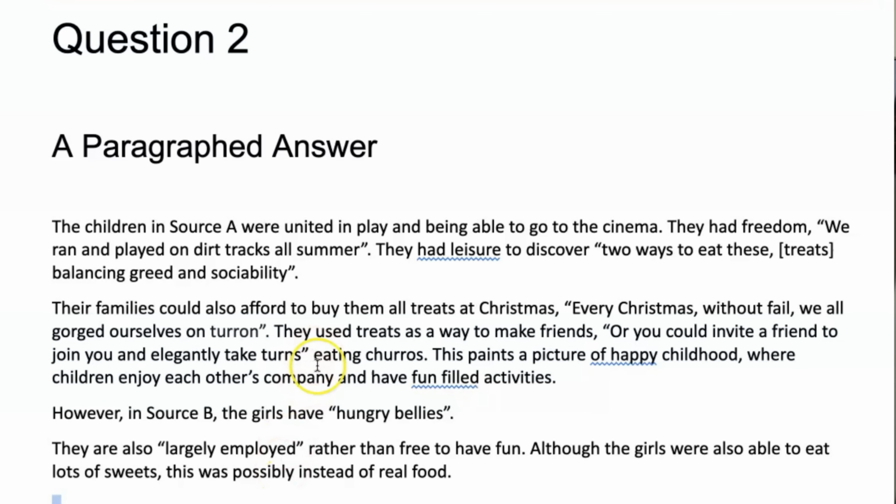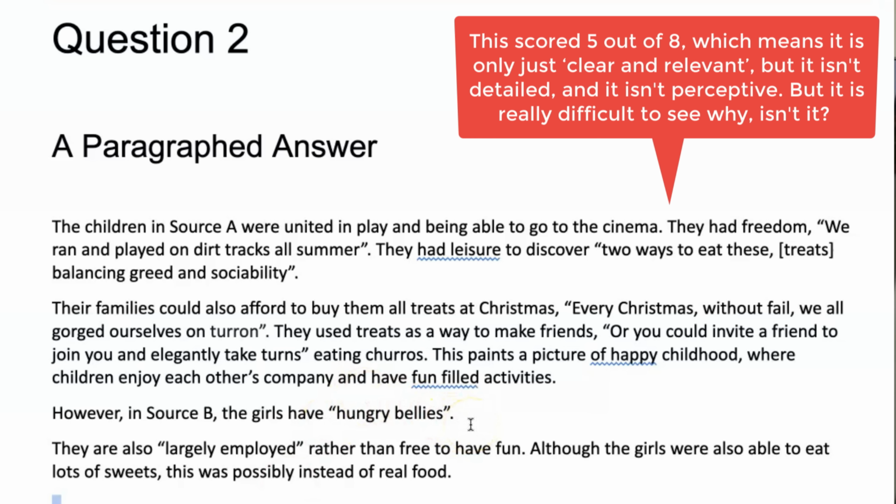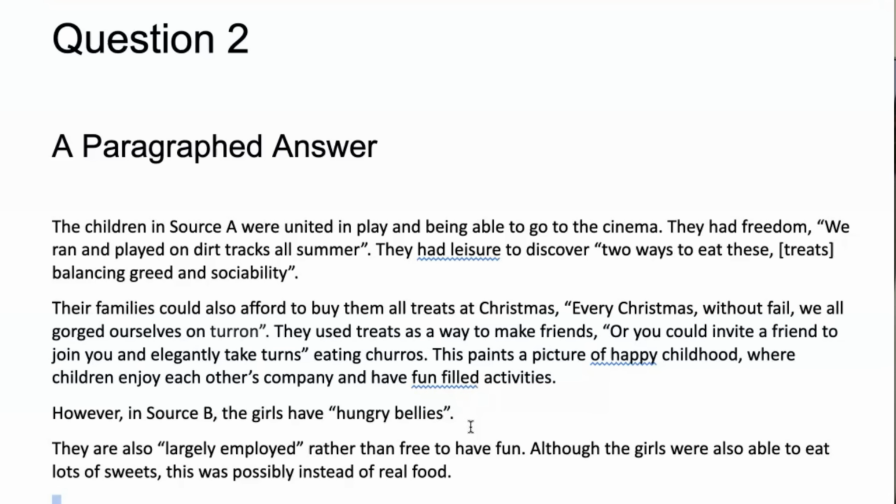The first thing you can see is that there are 4 paragraphs here, but they're all of different lengths. So telling you to write in paragraphs doesn't really help. But the other problem is, when I'm reading this, how do I know if something is perceptive or if it's detailed or if it's just clear and explained? That again is totally subjective.